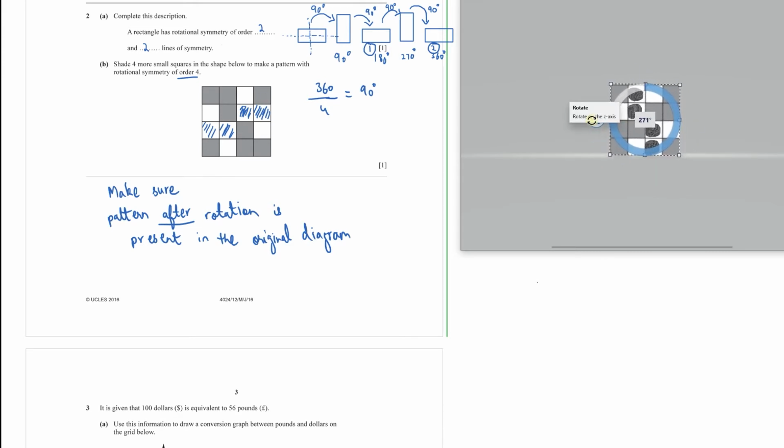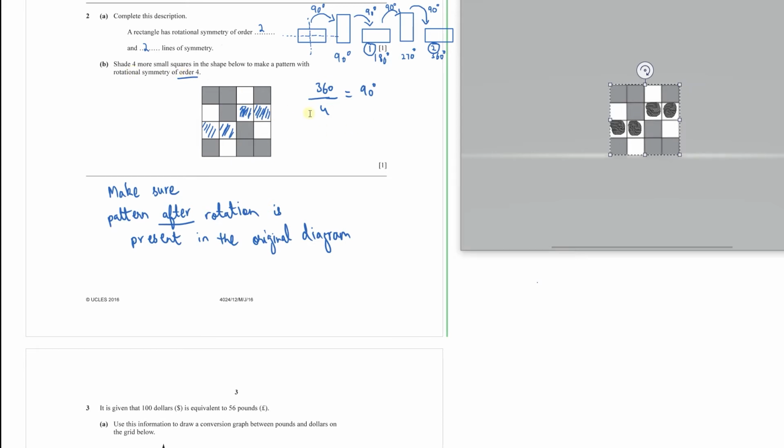So 180 to 270 is another 90-degree rotation, and then again you have the same pattern as the original diagram, and then if you rotate it 360 degrees, you're back to your original orientation. So during a 360-degree rotation, there were 4 occasions when the pattern looked exactly the same as in the original diagram, after of course you have shaded these. Since the shape looked exactly the same 4 times during a full 360-degree rotation, the rotational symmetry order is 4.